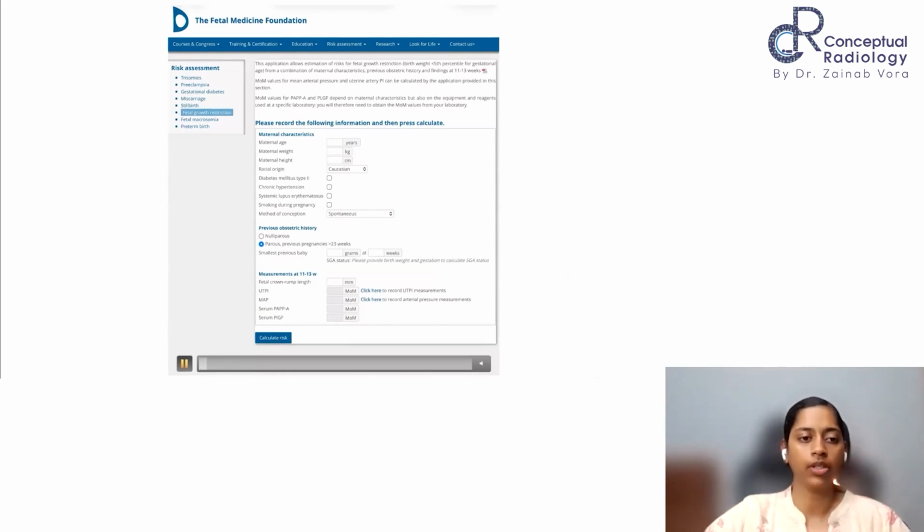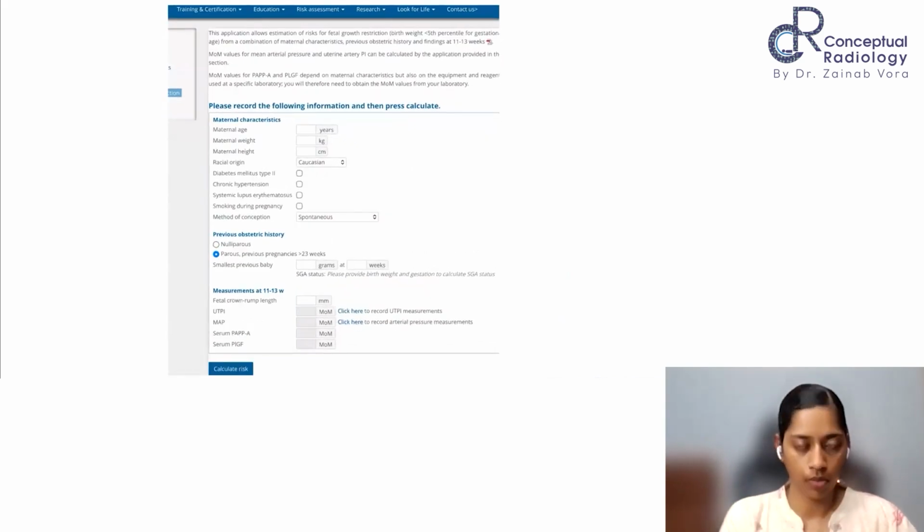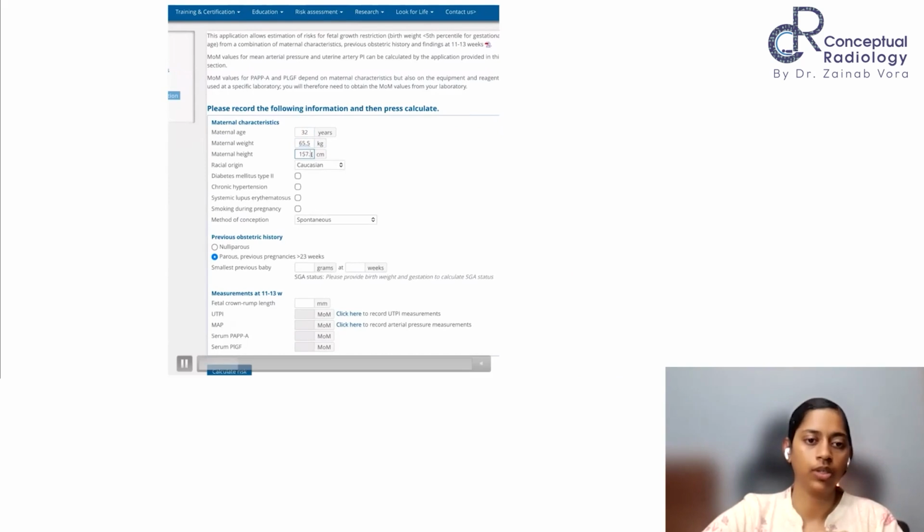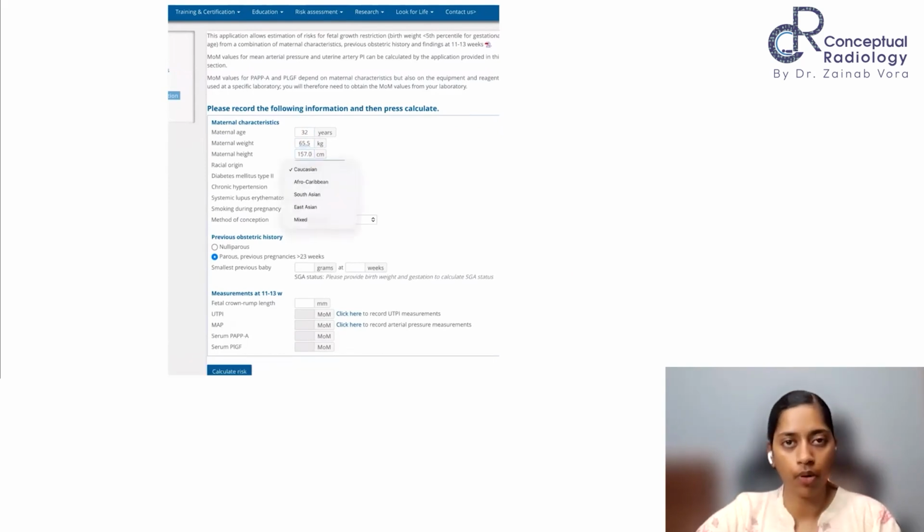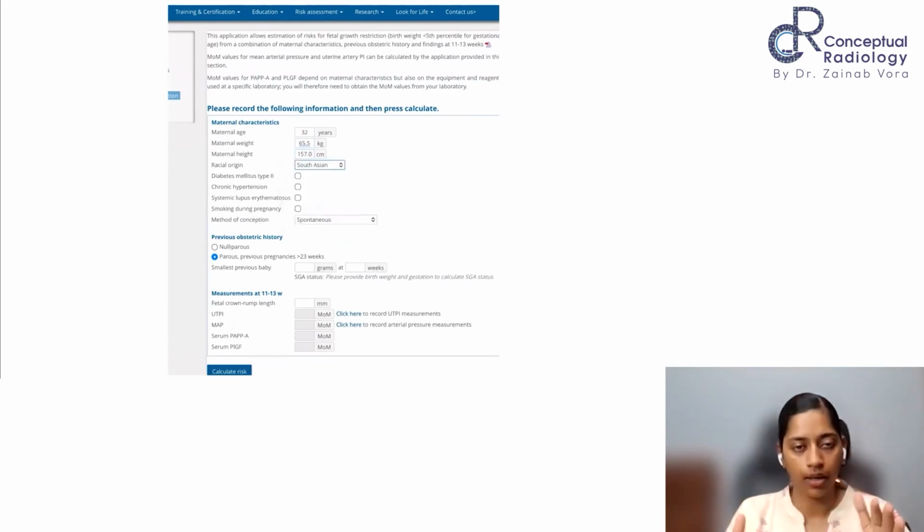So you open the page of Fetal Medicine Foundation Preeclampsia Screening. So you have to get the multiples of median, which you see here, MoMs. This is very important. This is to introduce standardization.